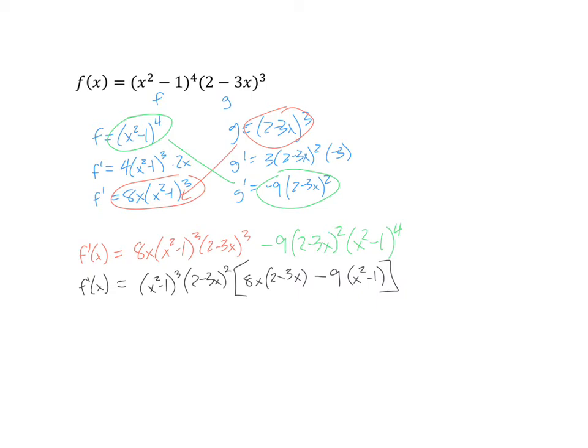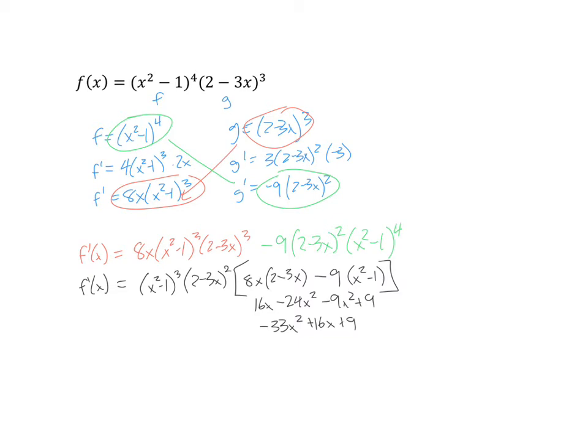So now if we FOIL all these out, we would have 16x minus 24x squared. And for the other one, we got minus 9x squared plus 9. So let's put those together. So we'd have negative 33x squared plus 16x plus 9. And I don't think there's a common factor in there anywhere. Doesn't look like it. I don't think we could factor those.